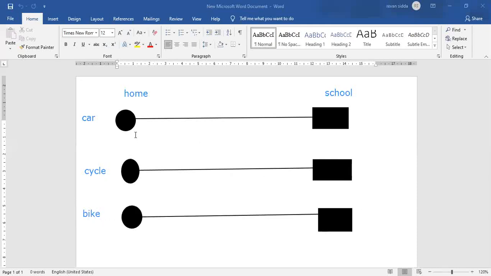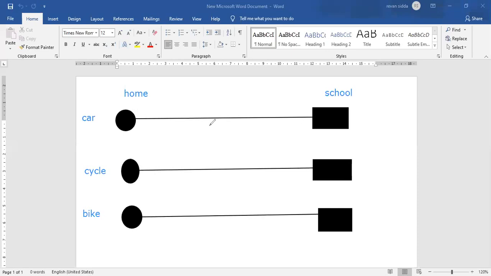Okay, right. So the three people are riding three different types of vehicle. One is riding a car, one is riding a cycle, and one is riding a bike, right? And the circle is nothing but a home, and the rectangle box is called a school.